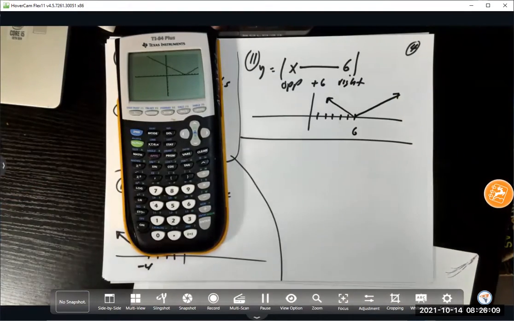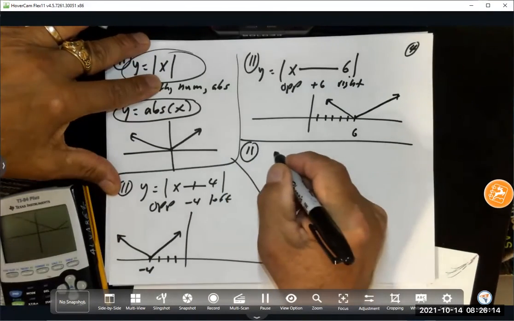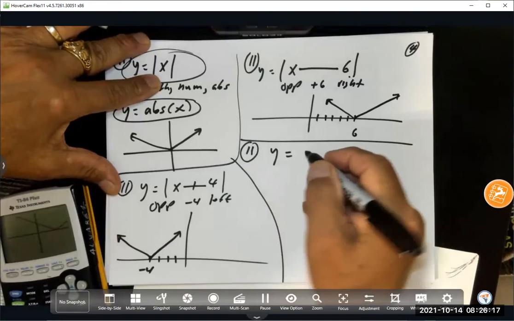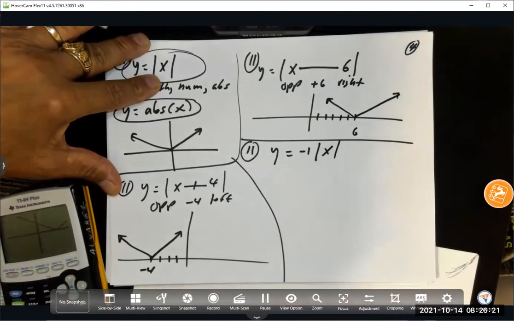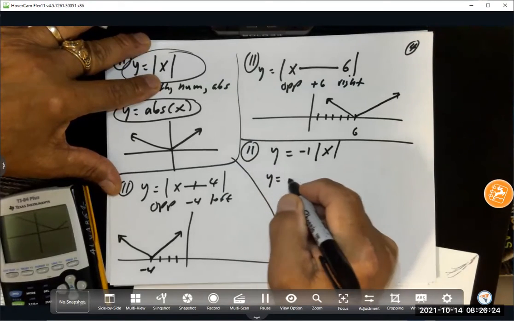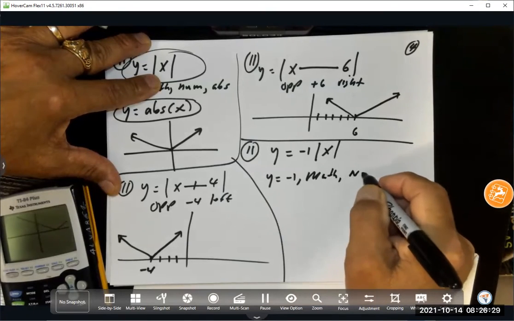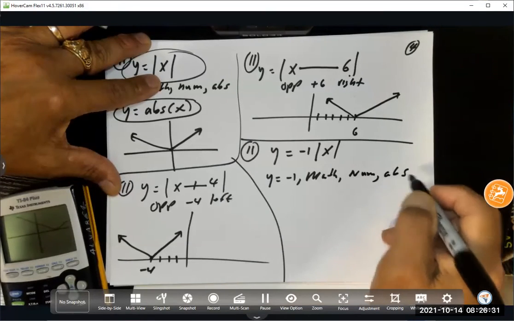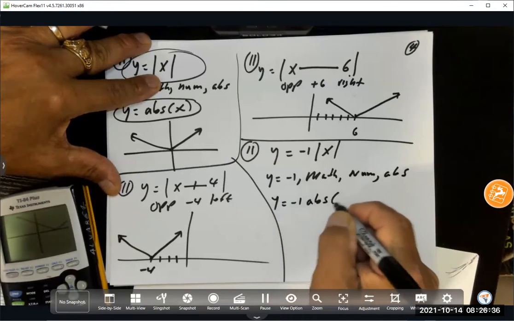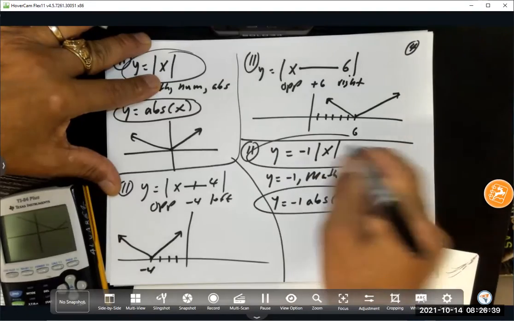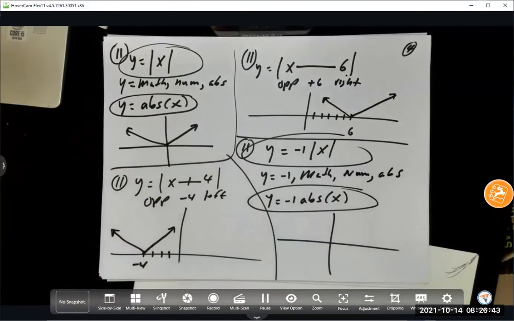Yes, sir. All right, skills are coming, man. Oh yeah, it's number 11. So y equals -1 times the absolute value of x. Okay, so when you put this in the machine, you're going to go -1, math, number, abs. Y is going to be -1, ABS, maybe this one, or maybe this one. I don't know which one. One of those will be on your machine.